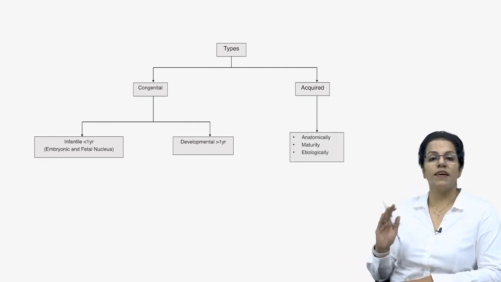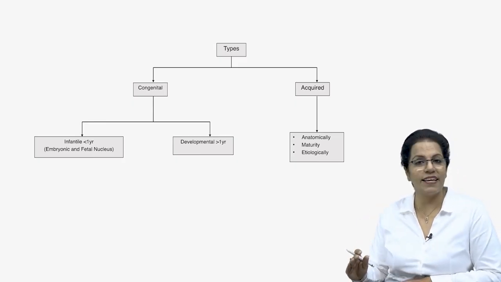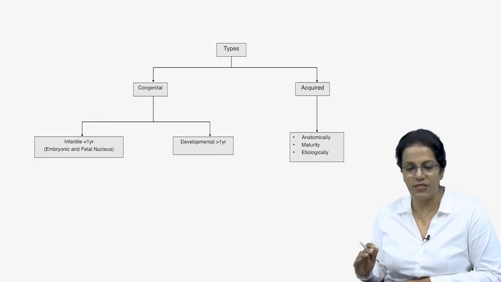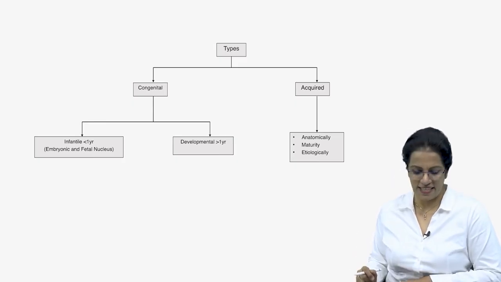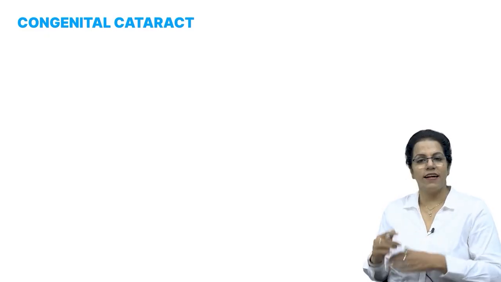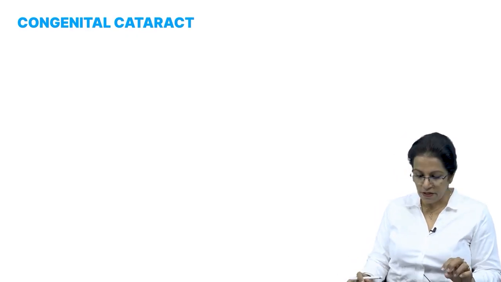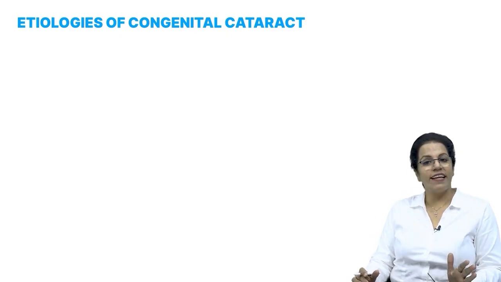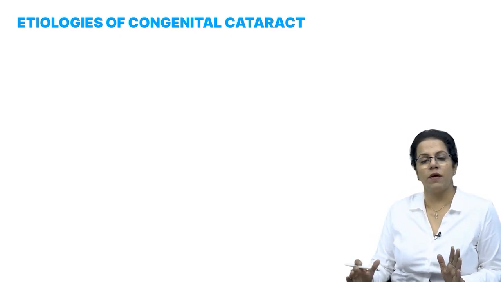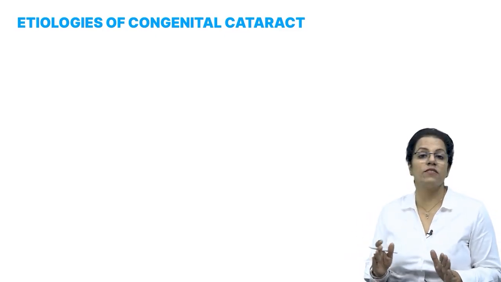Coming to acquired, we can classify acquired anatomically, we can classify it according to maturity, or we can classify it etiologically. Right? Okay. So, we now next talk about congenital cataract. When you say congenital cataract, what did we learn? It can be infantile or it can be developmental. Okay, before going to the types of congenital, let's talk about etiologies of congenital.